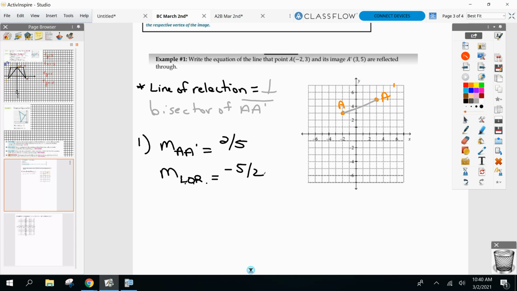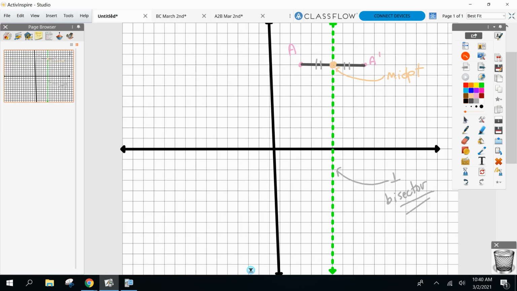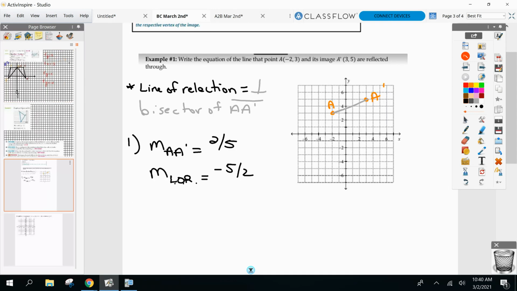Where is my line of reflection going to go through on AA prime? We just worked on it, right? The midpoint. It's going to go through the midpoint of AA prime. Can you guys help me find the midpoint of AA prime?